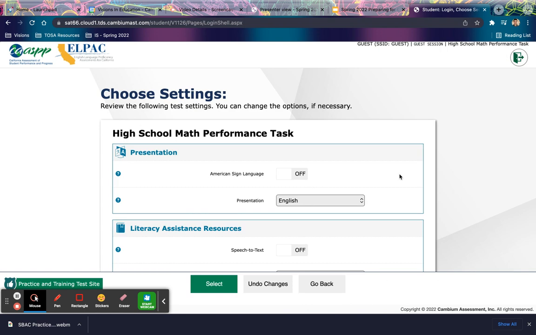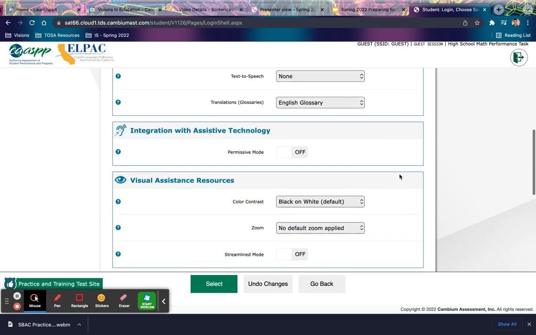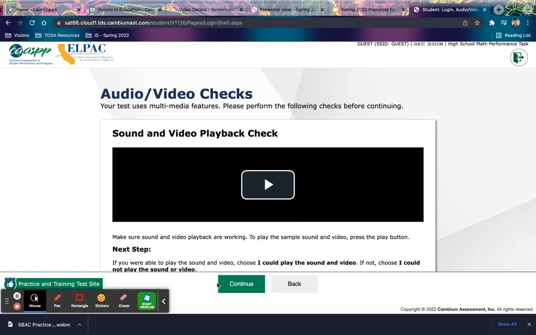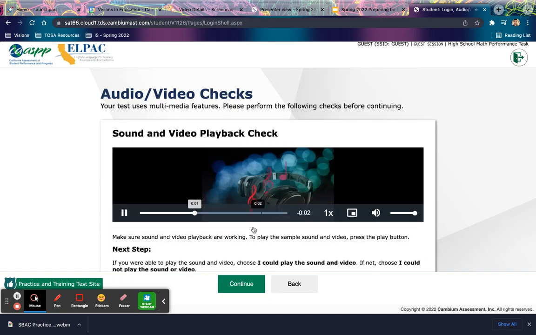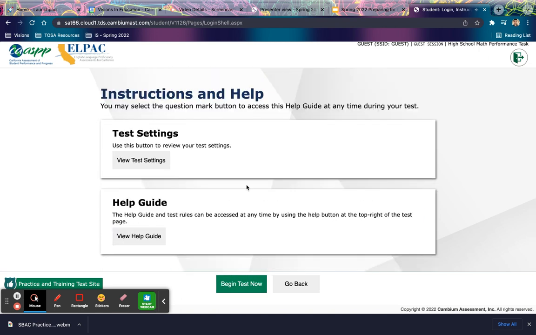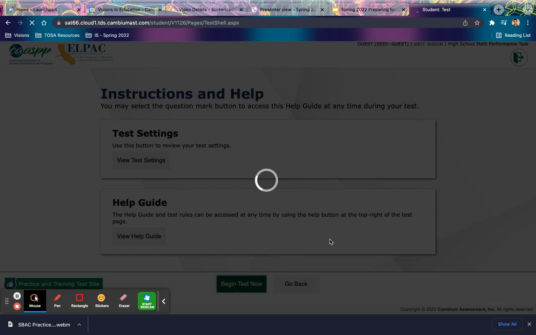You just click on that, and you'll see the exact same usability settings that were on the previous test, and I went through those in the previous video, so I'm not going to go through those again. We're just going to take the default settings and hit select. Do our audio playback. All right, the audio works. Again, this is just saying, yep, I checked my settings. I know there's a help guide. Click begin test now.